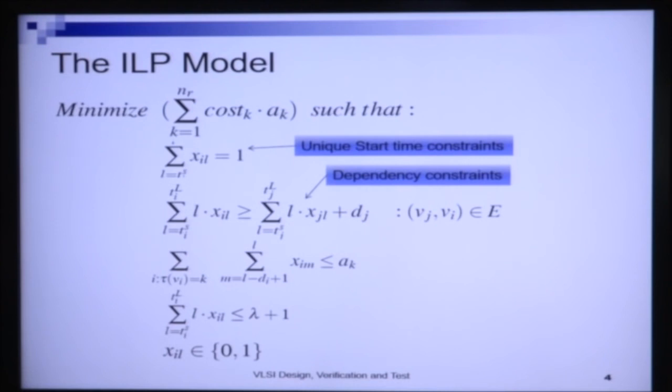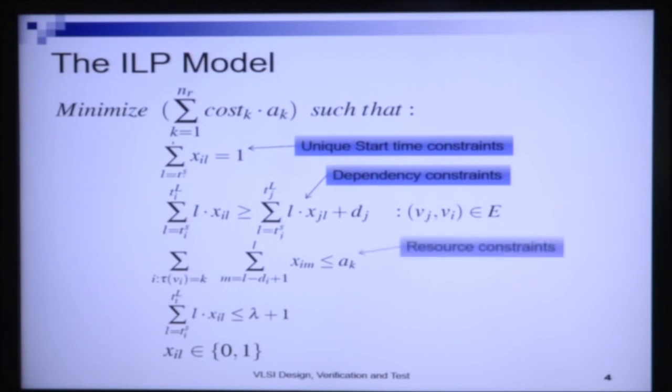The second constraint gives me the dependency constraints. That means, if I have two nodes with dependency or precedence constraint edges between them, then one must be scheduled after dj time units after the other has started. So, the start time of the dependent operation should be dj amount of time after the first operation, where dj is the delay or execution time of the first operation.